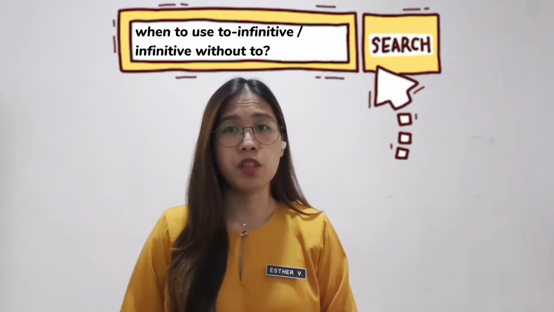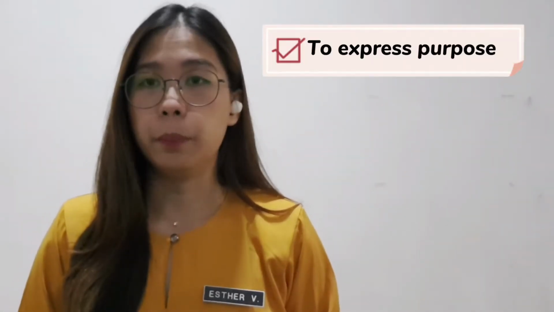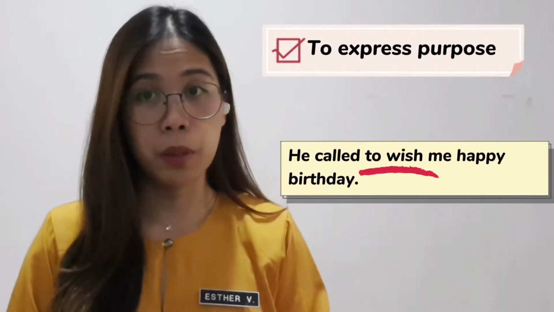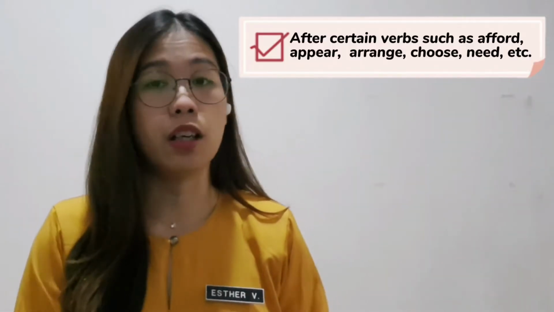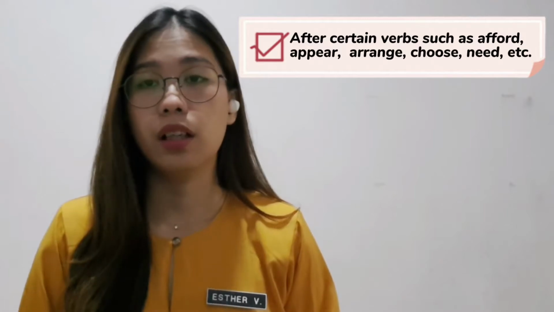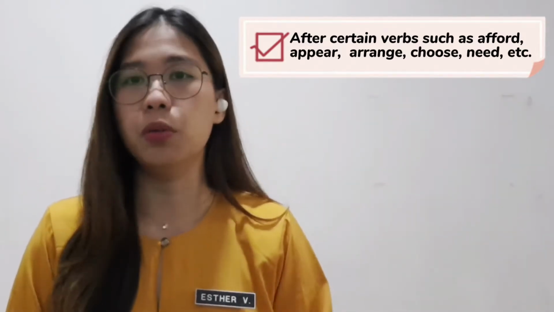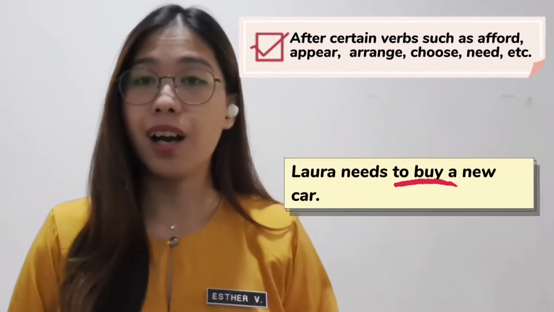Now you may ask, but when do I use the to-infinitive and infinitive without to? We use the to-infinitive to express purpose. For example, he called to wish me happy birthday. We also use the to-infinitive after certain verbs such as afford, appear, arrange, choose, need, and a lot more. For example, Laura needs to buy a new car.